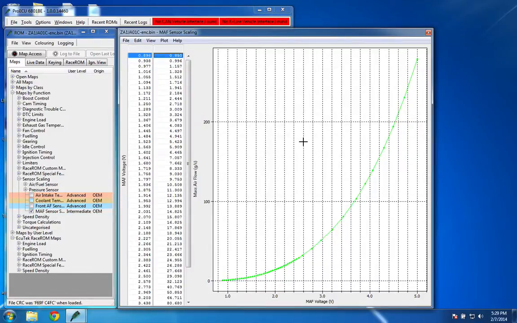The first thing you see here is that we have a ZA1J A01C. It's a USDM 86 ROM. And here you see the MAF scaling table.